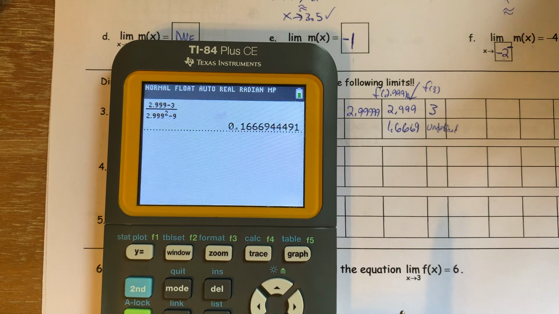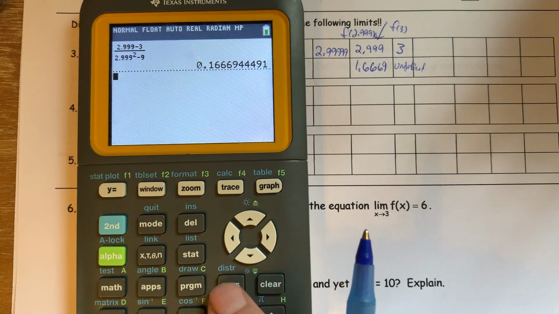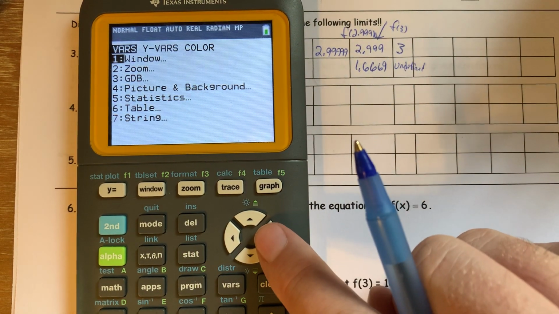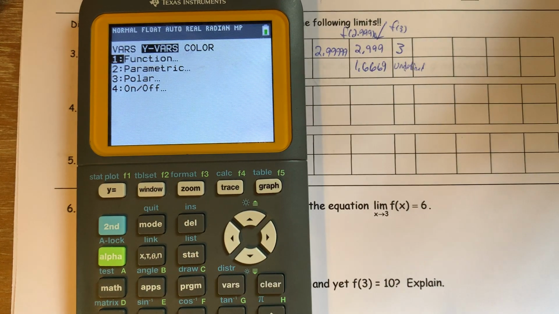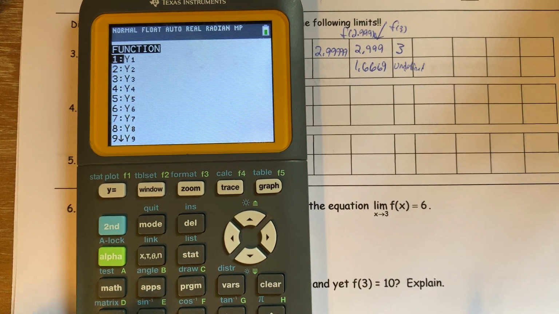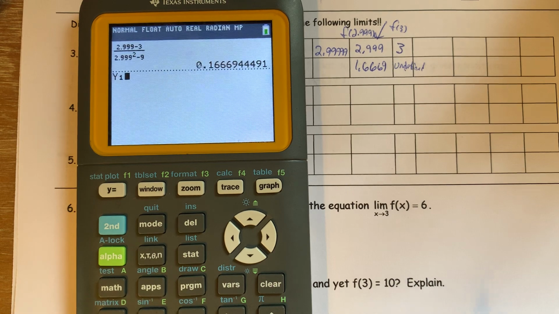I really like it for stuff like this. I'm going to press the variables button right here. I'm going to go over to y variables. I'm going to click on the function, and I put it in y1, so I'm going to press enter on y1.